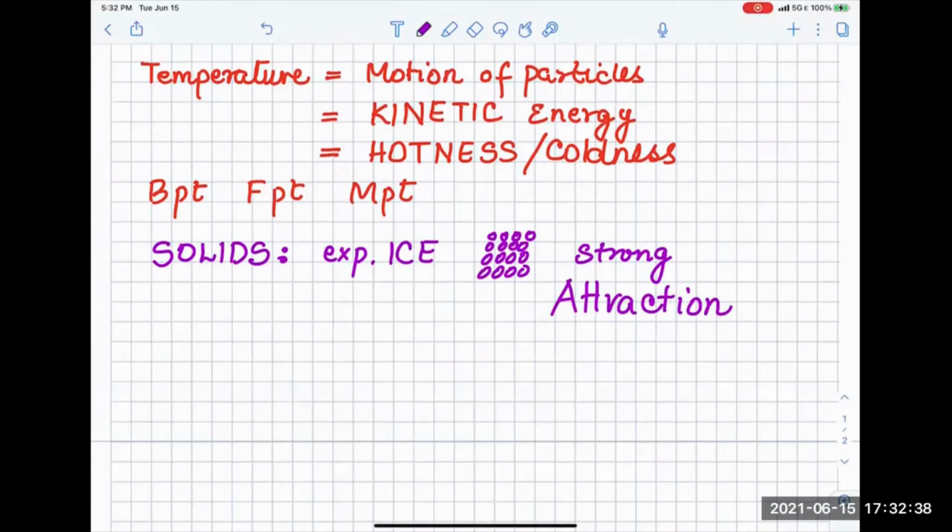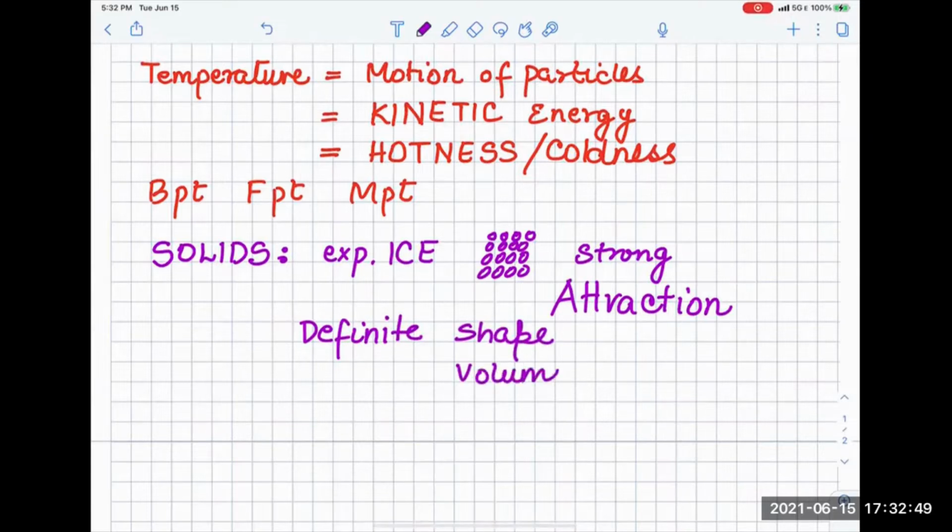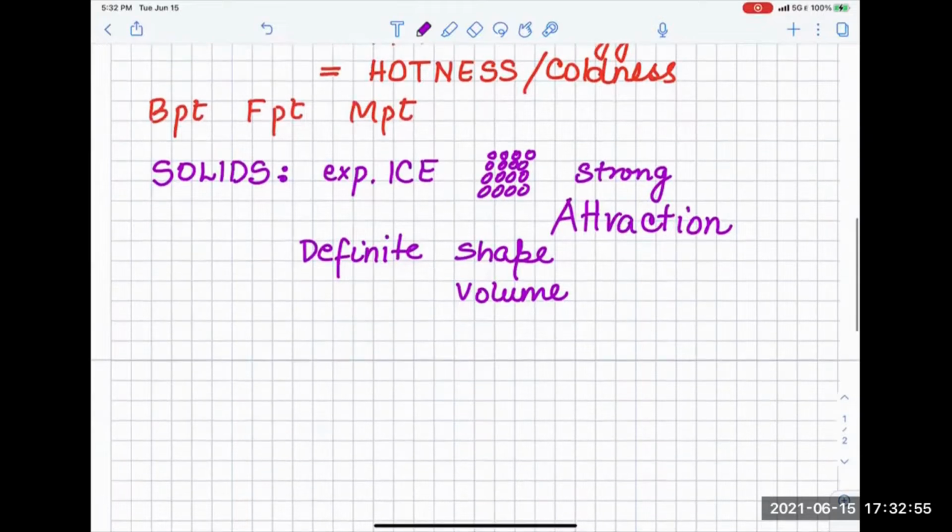So solids will have what? A definite shape, right? Definite shape, and all the solids will have a definite volume. The amount of space they occupy, all of them will have a definite volume, okay? So that's the deal with the solids. Let's look at the liquids.